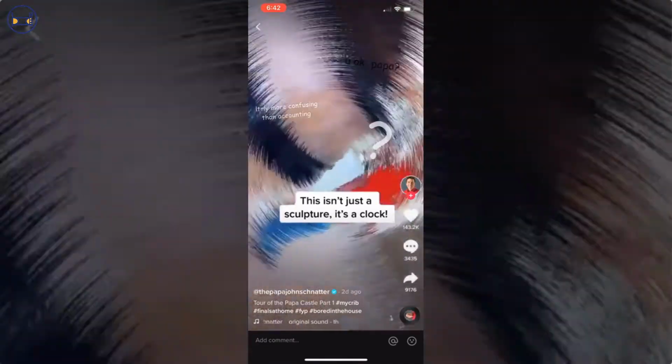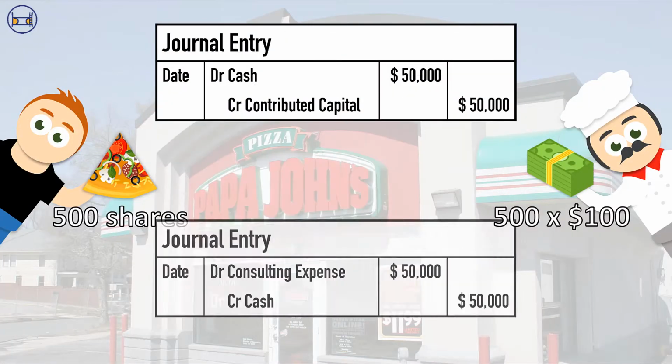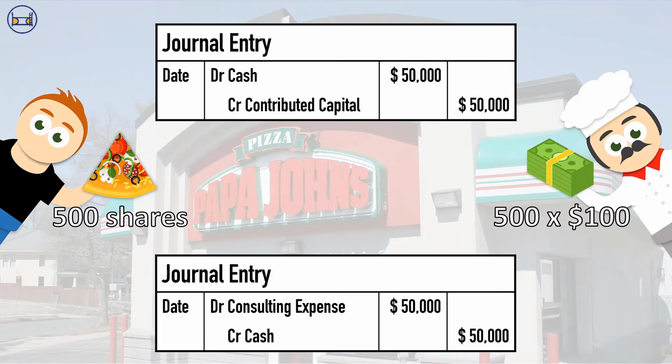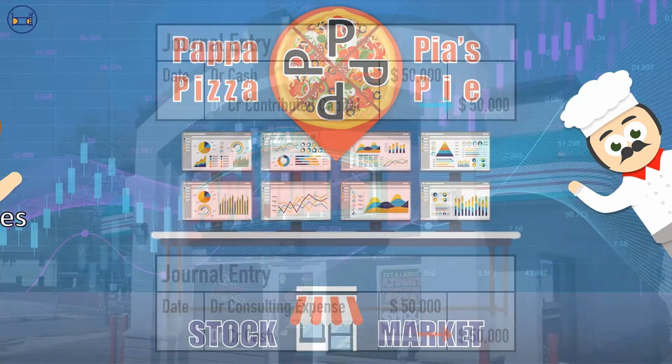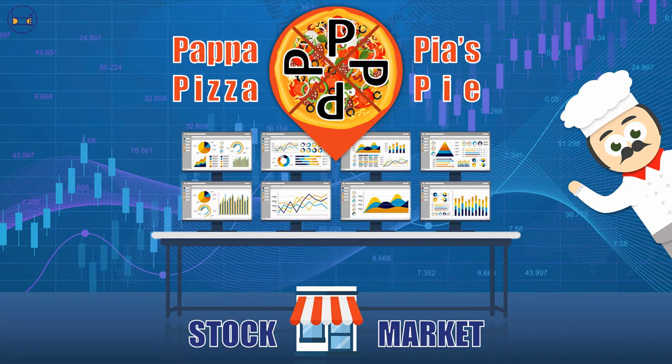Check it out. The company would debit consulting expense and credit cash $50,000. The cash is gone, but the value in the contributed capital account doesn't change. These shareholders still hold on to their shares and maintain the same stake in the company's assets less liabilities, regardless of how much cash Papa Pia's has or how the company chooses to spend that cash. Instead of cash, a shareholder could contribute something different in exchange for company ownership.